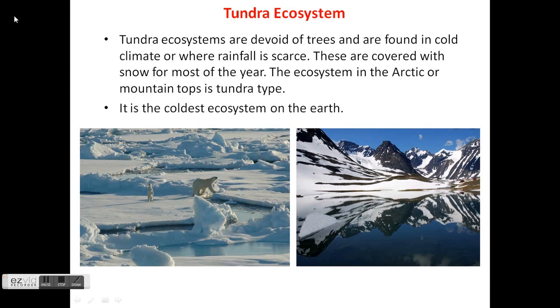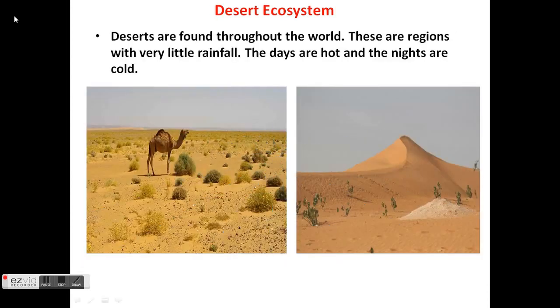Tundra ecosystems are basically devoid of trees. Trees are absent, and these are found in cold climates or where rainfall is scarce. These are covered with snow for most of the year. The ecosystem in the Arctic or on mountain tops is tundra type. It is the coldest ecosystem of the earth.